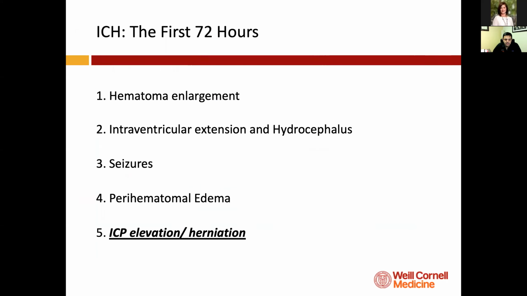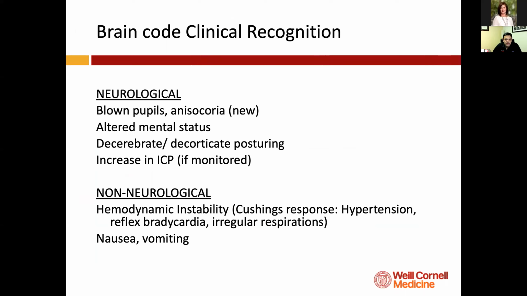And finally, ICP elevations and herniations. The most important thing to remember is you can have a herniation event, which is what we call a brain code, and you should have the same sort of urgency that you would have with a cardiac code or a code blue. Patients will show up with blown pupils, anisocoria, altered mental status, extensor or flexor posturing. And if an ICP monitor is already in place, then you will see that the ICPs are obviously high.